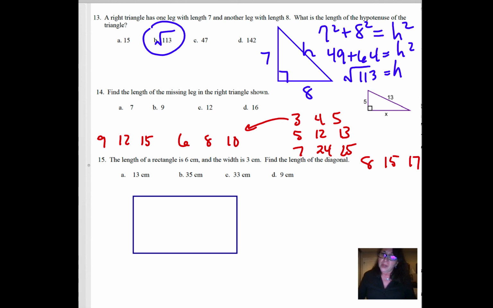But for this one right here, you definitely can use the Pythagorean Theorem, right? You would say 5 squared plus x squared is equal to 13 squared. And of course, you would get 12, because you should recognize that it is one of our triples.